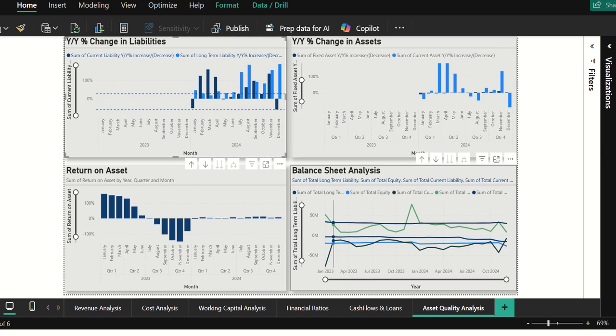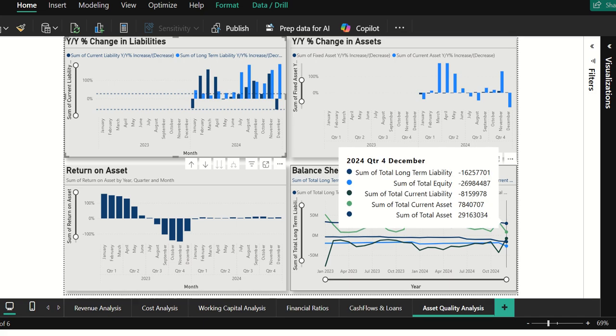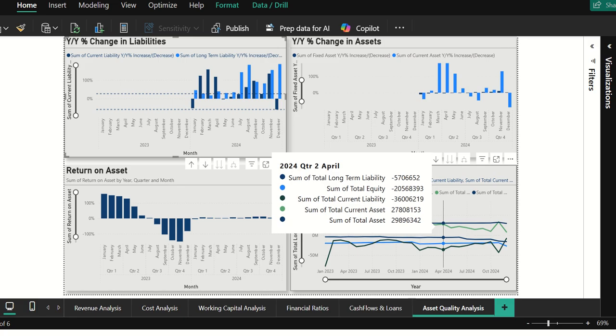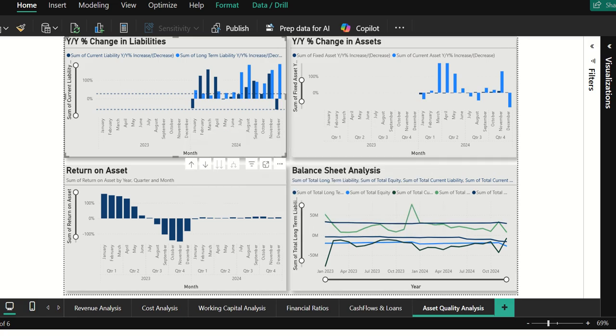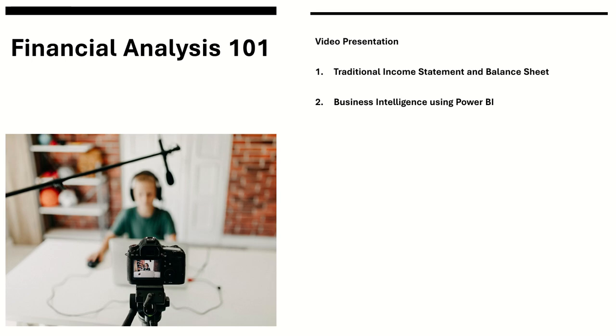And then finally, you have a balance sheet analysis where you have your total long-term liability, total equity, total current liability, and total asset to let you know whether the business is actually growing or not. And that gives you more information as to what your business is really looking like at a particular time. So that is an example of what business intelligence can do for you. And I've used Power BI to analyze this business so that you're able to understand.